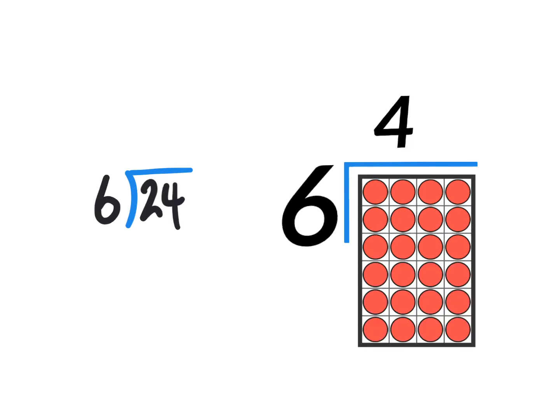Here is my final visual. When I'm dividing, I think to myself, if I'm saying 24 divided by 6, I think of 6 rows. How many of my 24 could I put into 6 rows? Well, I know that I could put 4 in each row. 6 times 4 is 24, and 24 divided by 6 is 4.